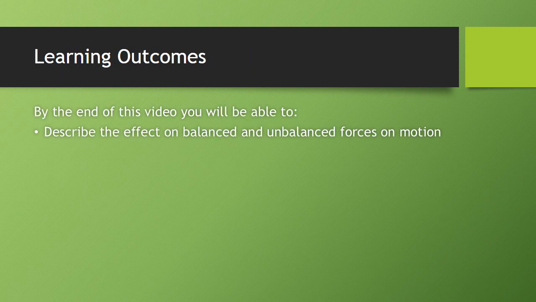So now you can describe how balanced forces mean an object stays at a constant speed, or it stays stationary, while unbalanced forces will cause an object to change its speed, shape, or direction.